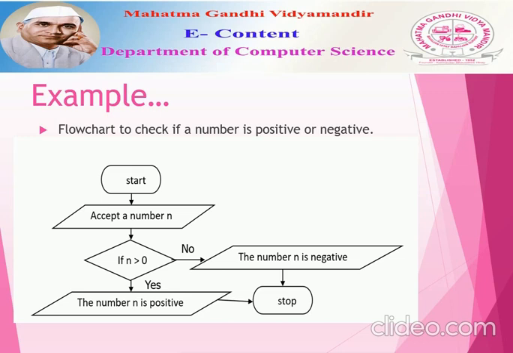So if n is greater than 0, yes, we should write yes or no over the symbol. Then if the number n is greater than 0, then what we have to print? That output, the number is positive, right? So it will go into the input output symbol. After that, if n is greater than 0 is no, then the number n is negative, right? And both the processes are going to stop after giving the output. So again we use the terminal symbol, that is stop.